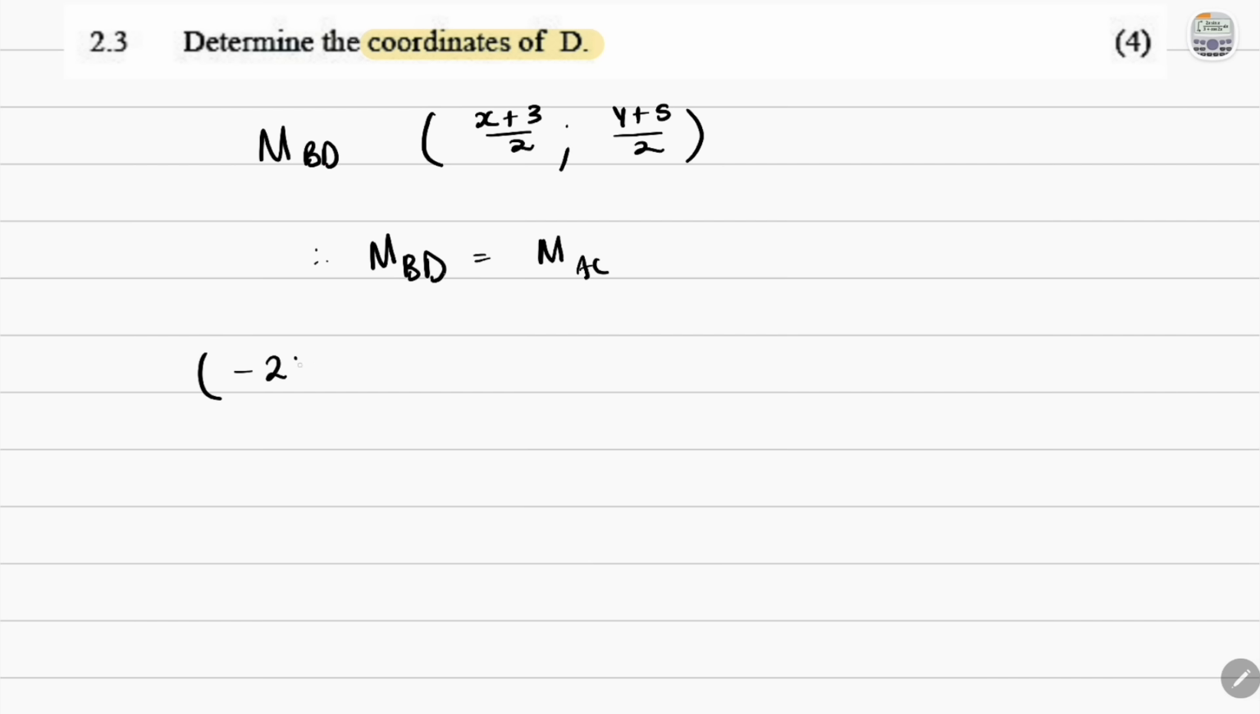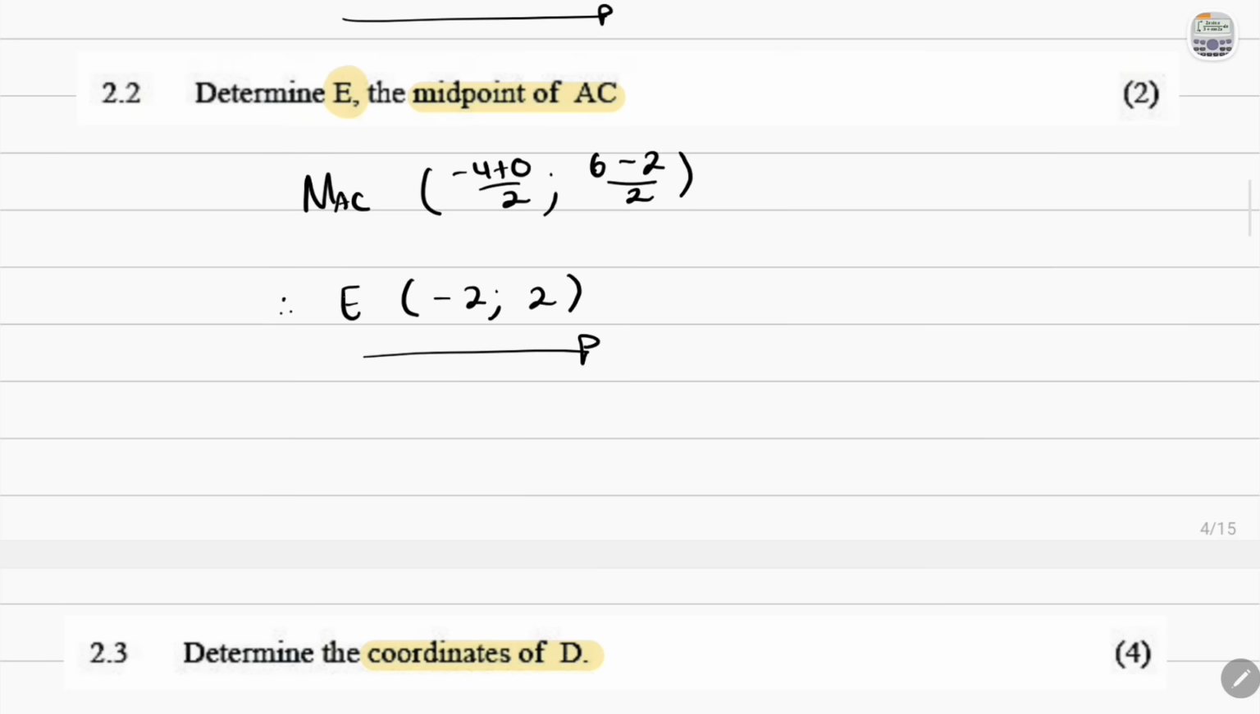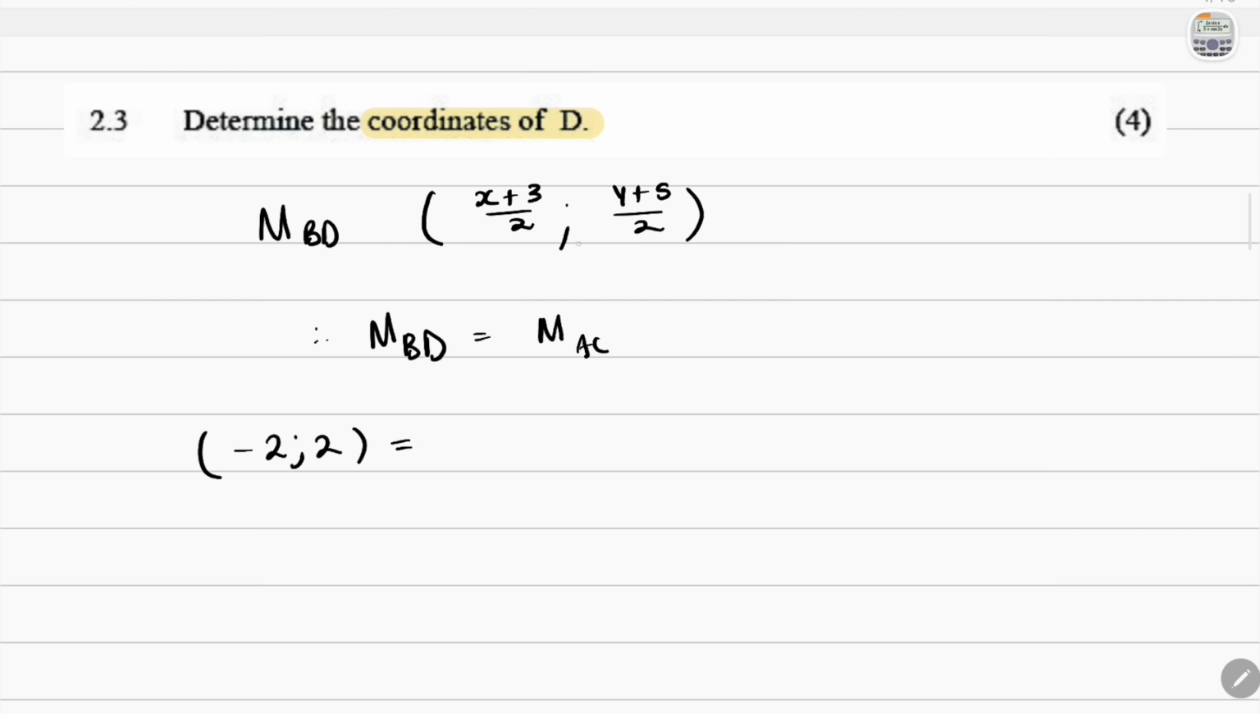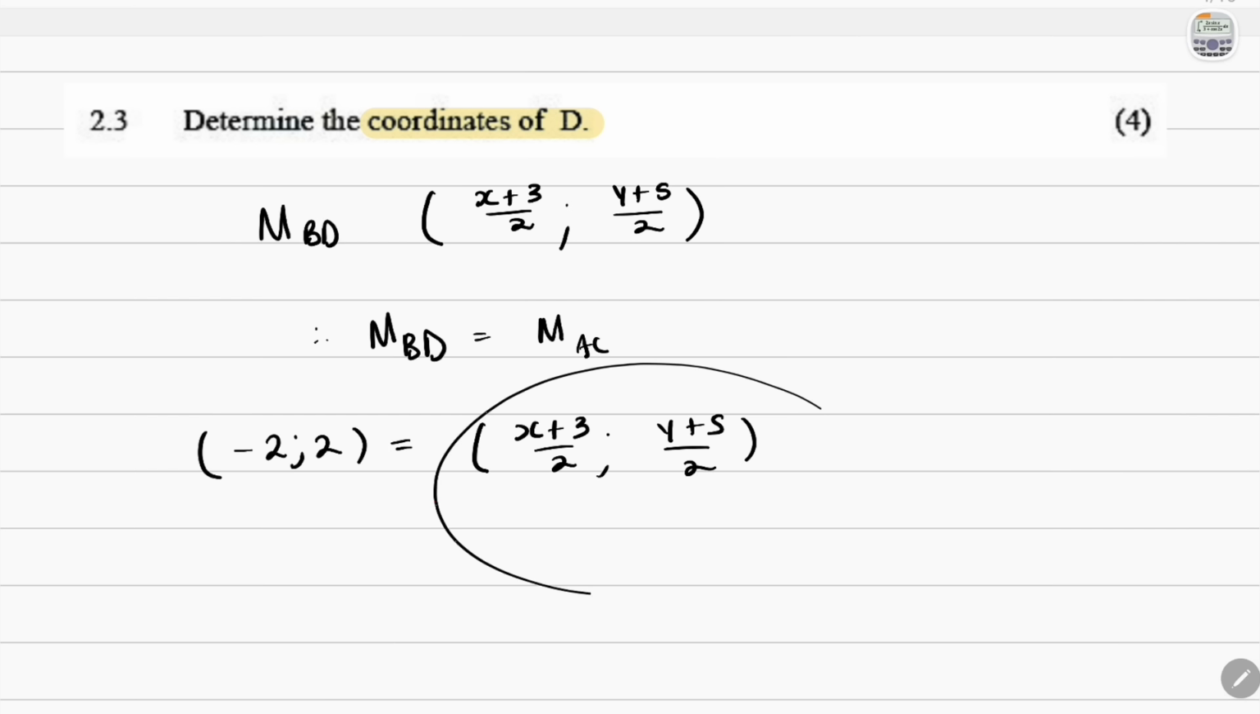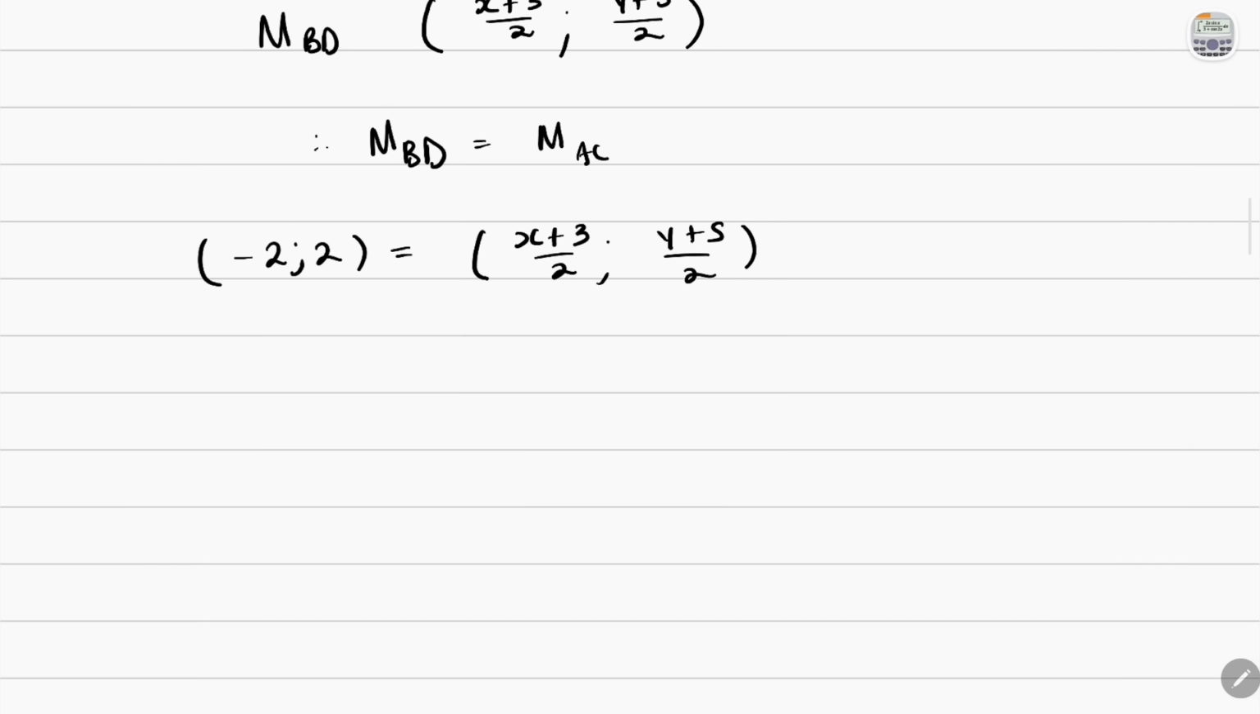That is that negative 2 and 2 that we had. We know that this is exactly the same as that midpoint of BD, but this is just the calculation for the midpoint. So on one hand side, we have the actual midpoint. On the other hand side, we have the calculation, but they stand for the same thing because they're both the midpoint of BD and AC. So that means that their x values are exactly the same.